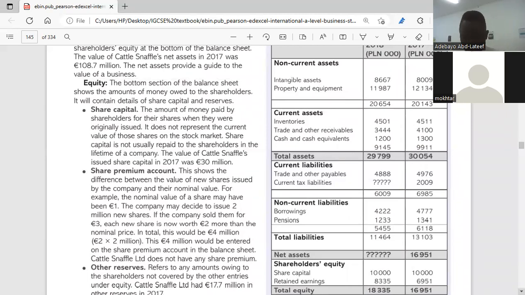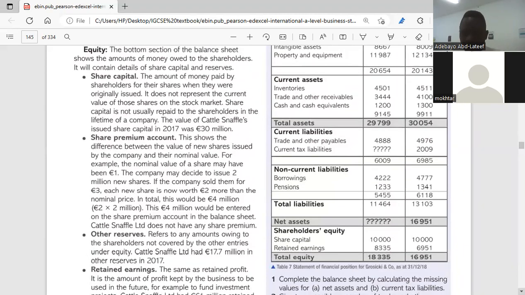Then we'll go to the liabilities. What you have to take note of is that for your liabilities, we're talking about your current liabilities and the non-current liabilities. For your current liabilities, we're talking about trade payables and other payables, your current tax liabilities. For your non-current liabilities, we're talking about borrowings like loans, the pensions you have to pay to those that have retired. That gives you your total liabilities.